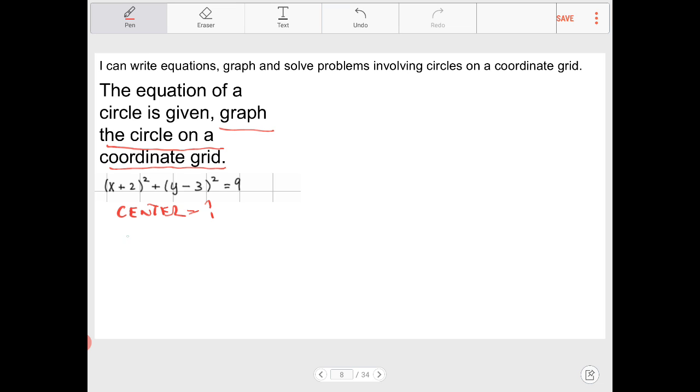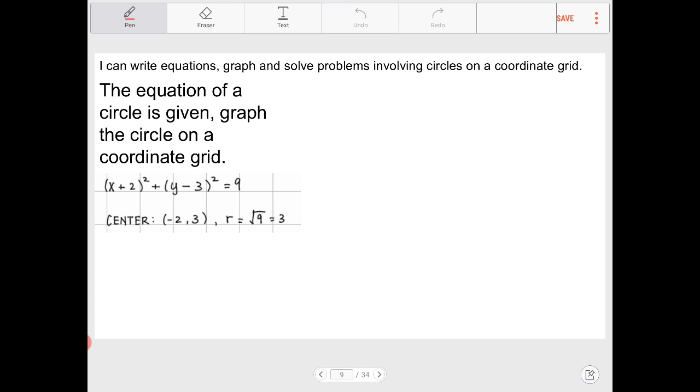And the second thing I would ask you to identify is what is the radius before you try and graph this. If you are able to identify these two things, then graphing this wouldn't be too big of a deal. So go ahead. Hopefully you guys had some time to think about this. So the center and radius: the center, as it turns out, is (-2, 3). And the radius, well, it's the square root of 9, which is 3.